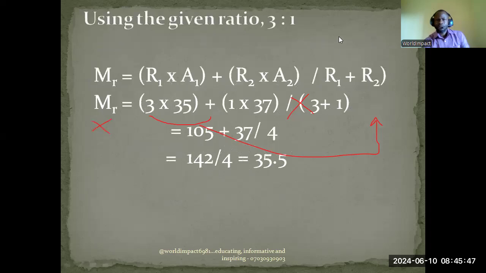If it is in ratio, let me clean the screen so you don't get confused. If we look at it together, that's the same thing we have applied. For the relative atomic mass, R1 is 3 times the mass number, which is 35. R2 is 1 times 37. And the denominator is 3 plus 1. So we have 105 plus 37, which equals 142, divided by 4, which also gives us 35.5. Now you know how to calculate the relative atomic mass of an element.